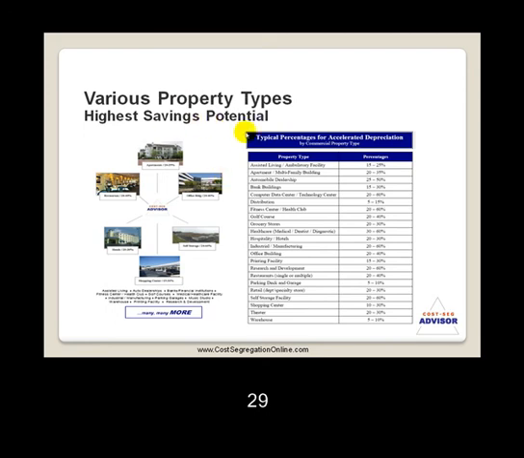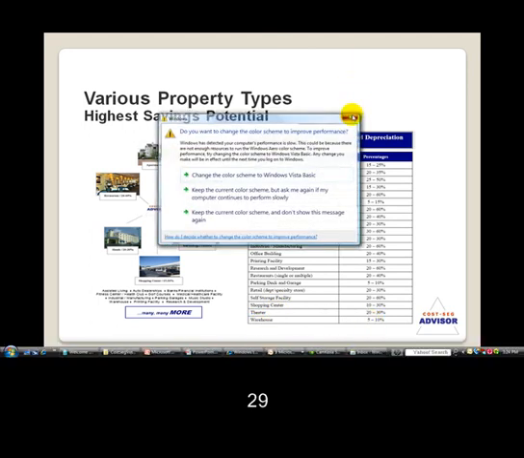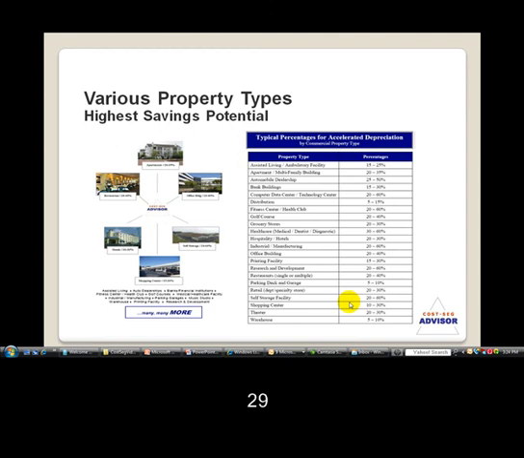So there are various property types, and we like to break down the typical percentage of acceleration that you can expect. You'll see that, for instance, golf courses are 20 to 40%. Typically, you can accelerate 20 to 40% of the value. Retail is 20 to 30%. Warehouse is a little on the lower side, 5 to 10%. Shopping center 10 to 30%, hotels 20 to 30%. So it varies. These are based on all the studies we've done. We come up with estimates. You may find it interesting to check your building out against that table.